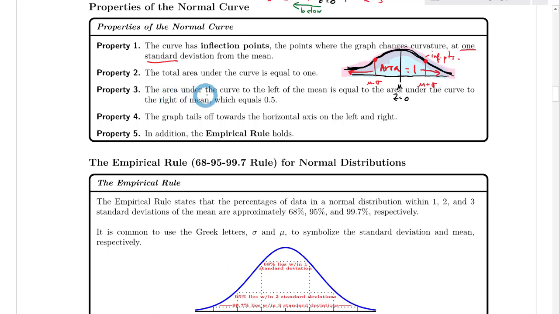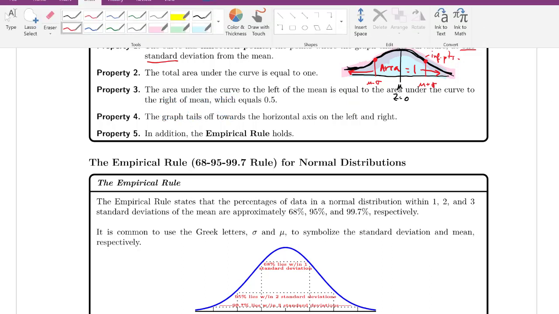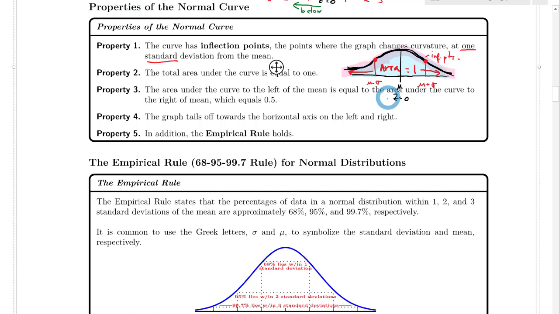The area to the left of the mean is equal to the area to the right of the mean, which is a half. Remember we said because the total was 1 that it would be a half on one side, 50%, because that peak is the median. Then it tails off to the left and to the right, but it doesn't pass the x-axis. So it has what we call a horizontal asymptote at the x-axis. This curve will never pass the x-axis. It just ends up sitting really close to the x-axis, but it'll never cross it.